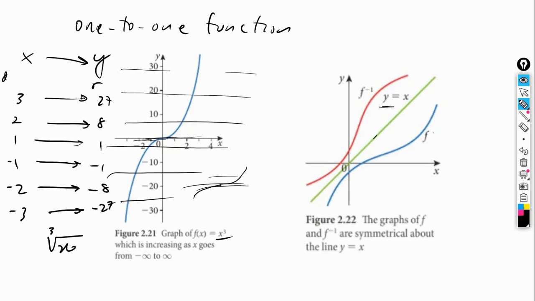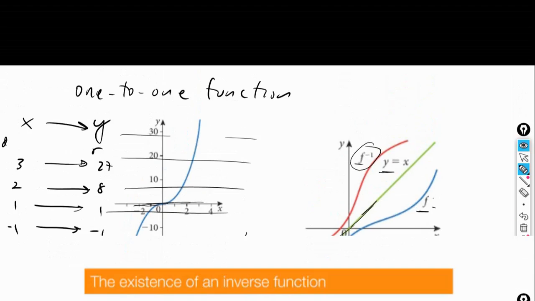So this line here, this green line, is y equals x, and it's a line that goes through the origin at an angle of 45 degrees. And when you have a function f and its inverse, they are symmetrical about the line y equals x. Now, f to the minus 1 is another way of saying inverse of f. So keep that in mind as well.